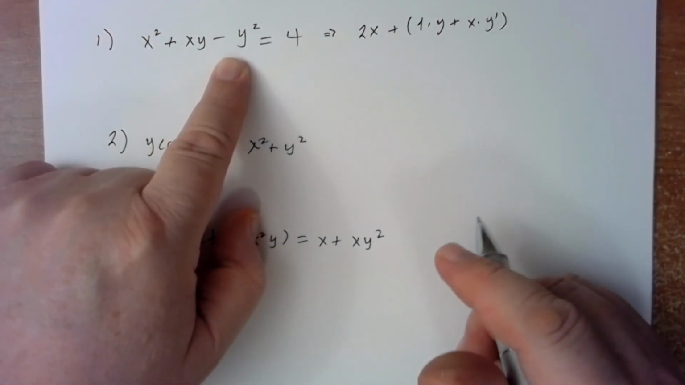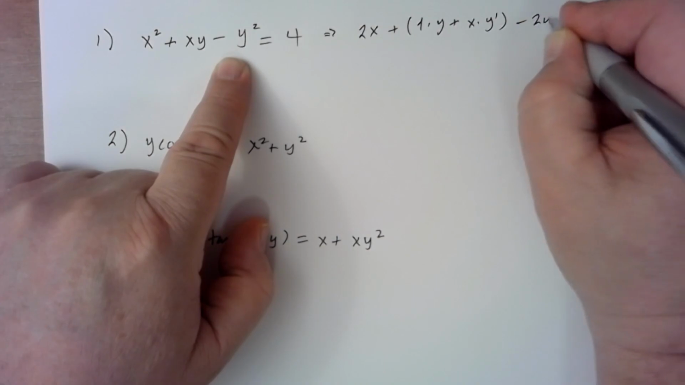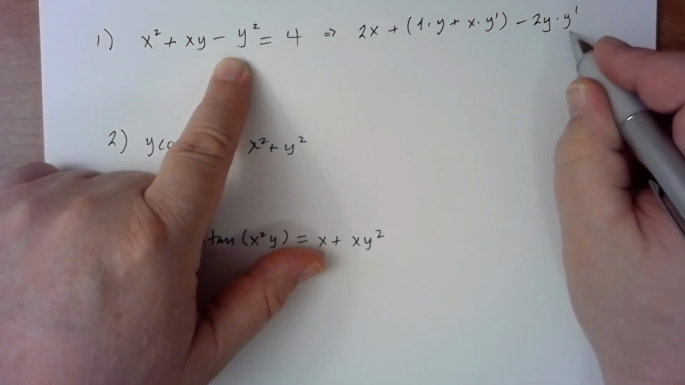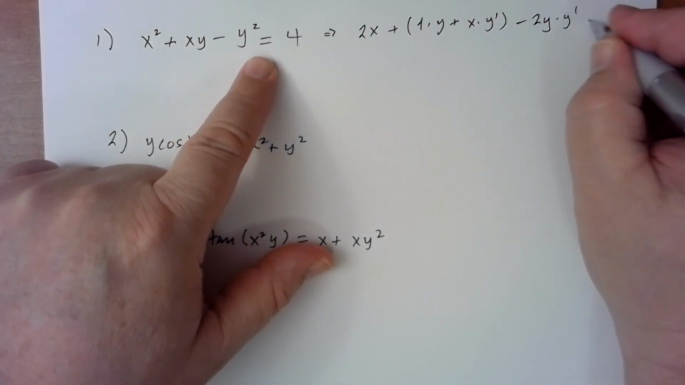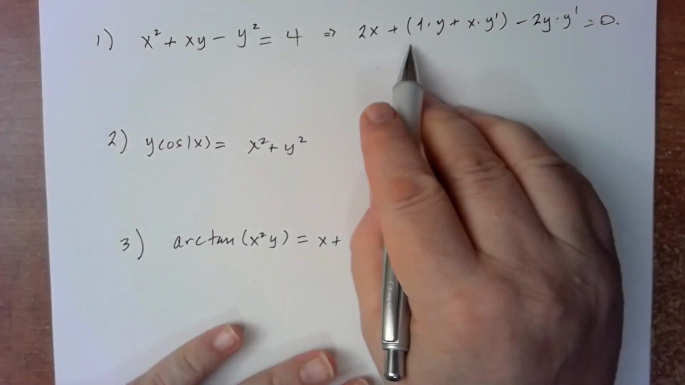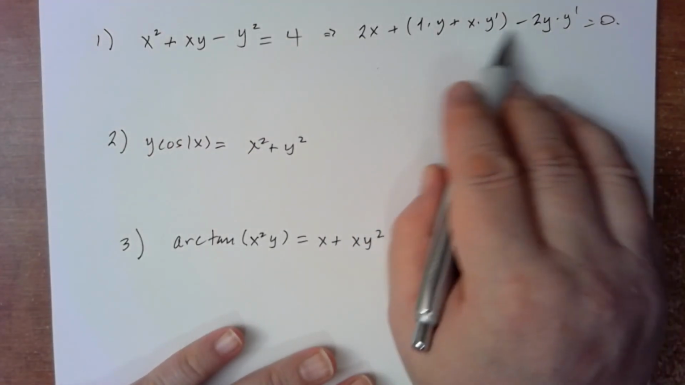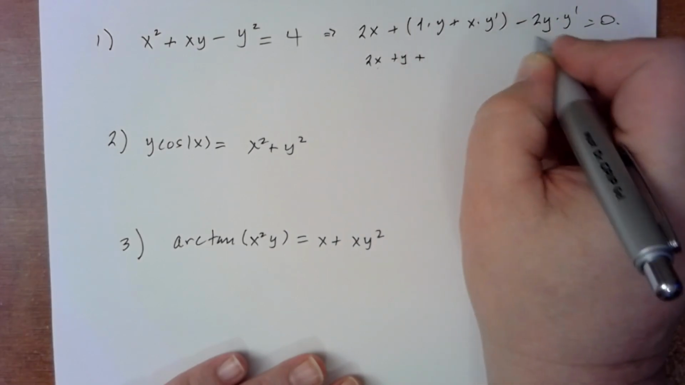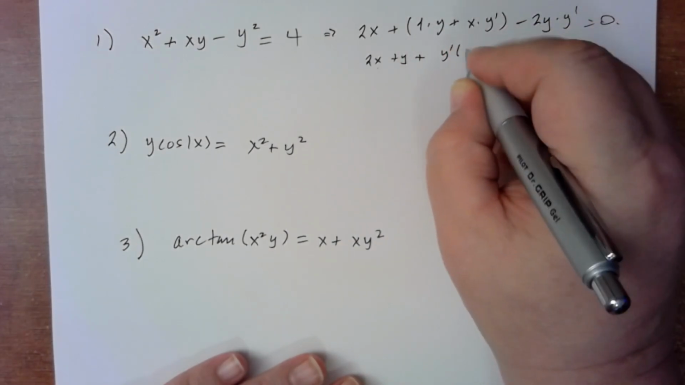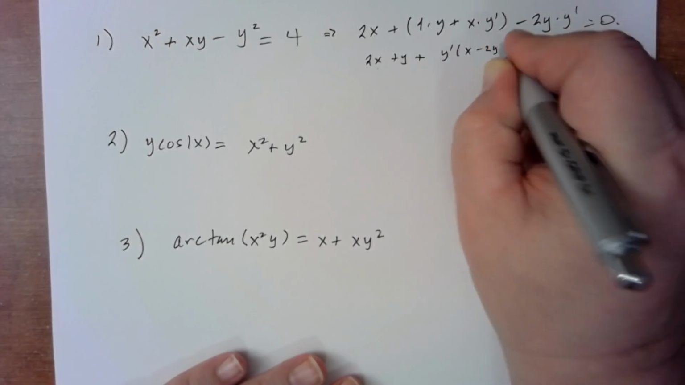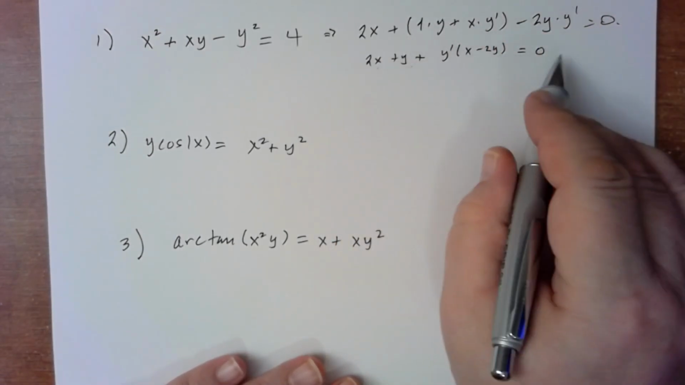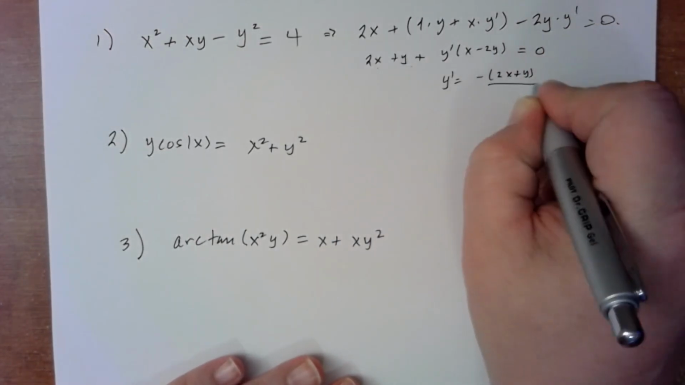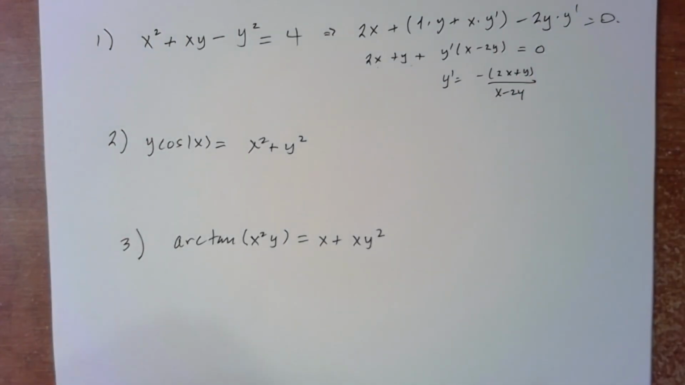And then minus y squared, that's going to be minus 2y, the derivative of the outside function times the derivative of the inside function, equals 0. Good. Now if we wanted to solve this for y prime, we could do that. That's going to be 2x plus y plus, go ahead and factor out that y prime, and then I'll have an x minus 2y, equals 0. So bring over the 2x plus y, and y prime equals minus 2x plus y, divided by x minus 2y. Good.